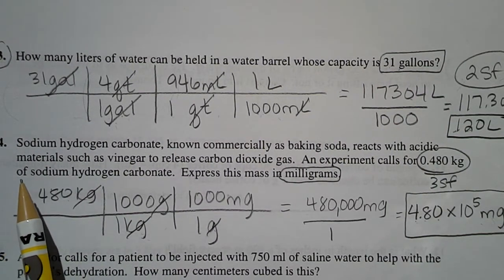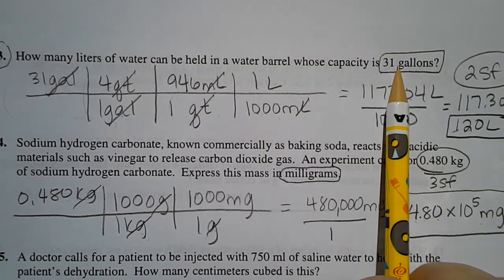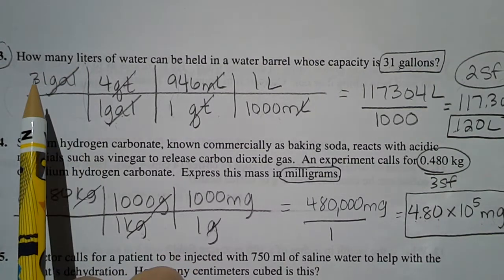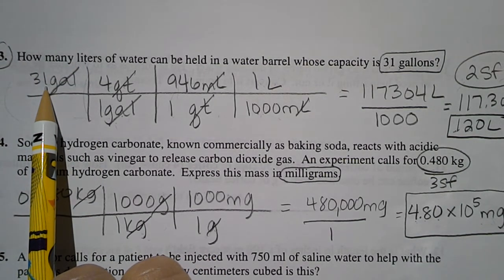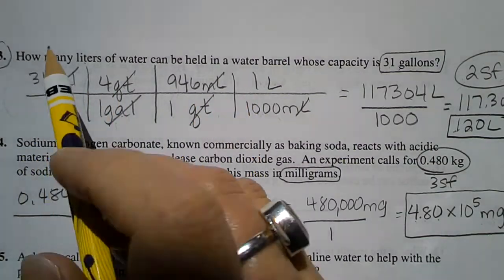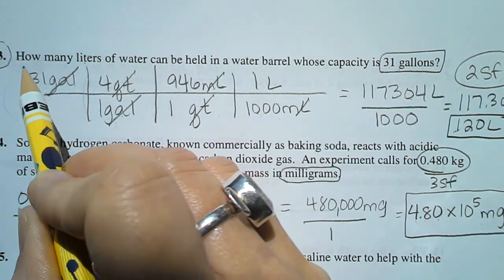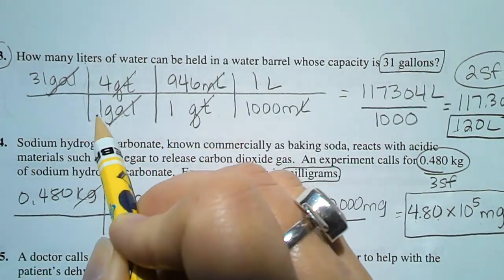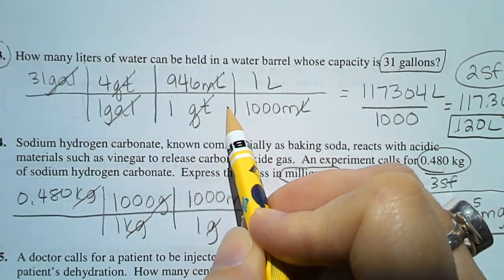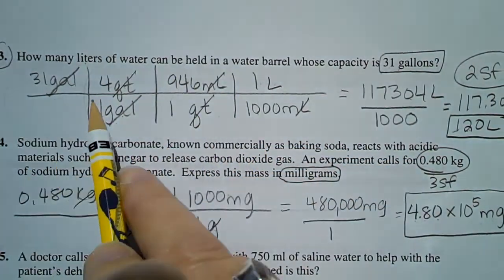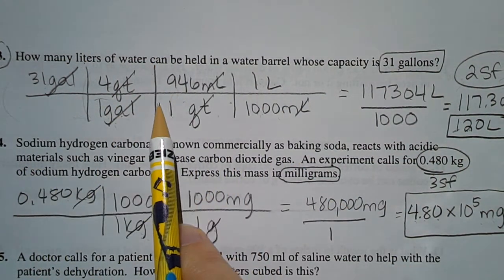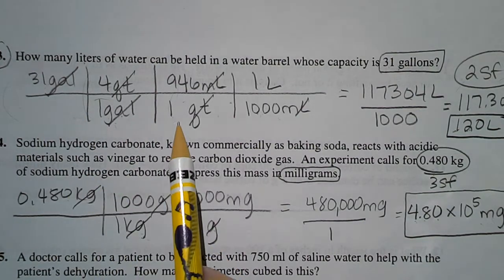For example, in number 3, they give you 31 gallons and they want how many liters that will be. Well, I start with what I'm given. You always start with what you're given. And then this way of writing it down is the same as if I had fractions: 31 over 1 in parentheses times 4 quarts over 1 gallon in parentheses times this. So it'd be the same as if you multiplied several fractions in parentheses. This way of writing it is just a little bit faster because you do a lot of these.